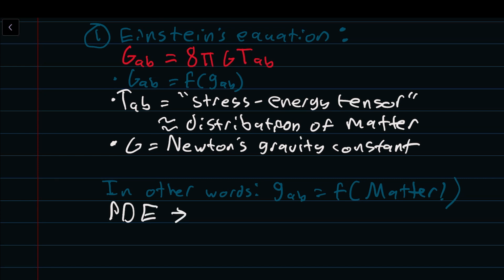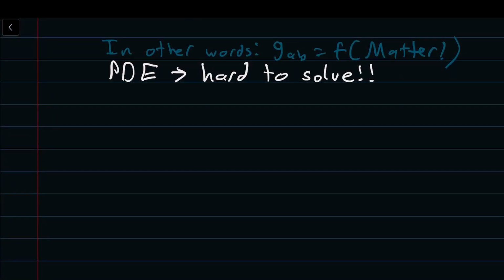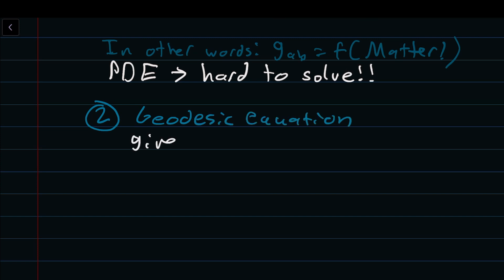Another thing to note here is that this is a partial differential equation, because capital GAB is a function of derivatives of GAB. So it's hard to get exact solutions. Most of the solutions are numerical only, but we will go over a few exact solutions in this video. That brings us to the next major equation of GR, which is the geodesic equation.